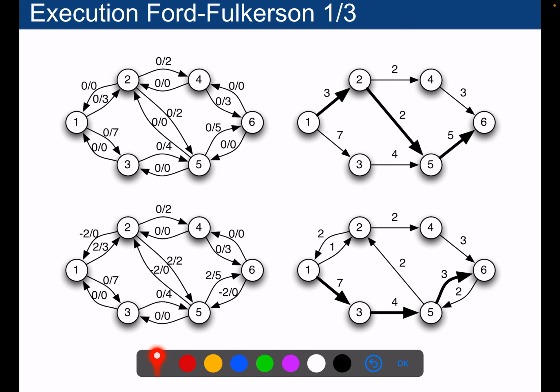Let me just check. What is the smallest value along that path? You see that the bottleneck here is 2, so we will push 2 units of flow in that direction. You compute the residual graph, and you see that we have 2 units of flow that you can cancel. This is why here, this is your residual graph.